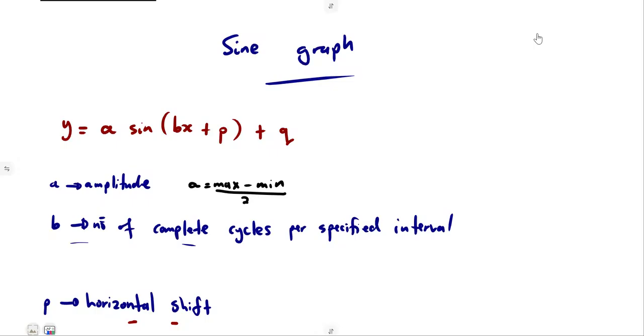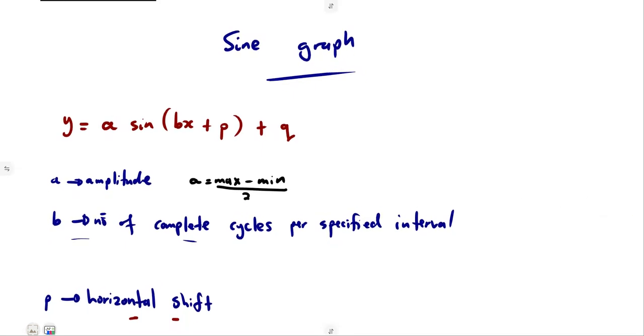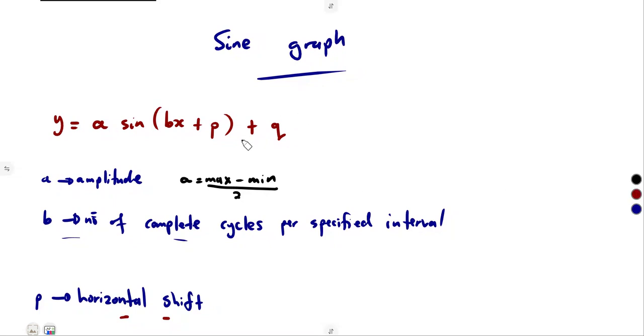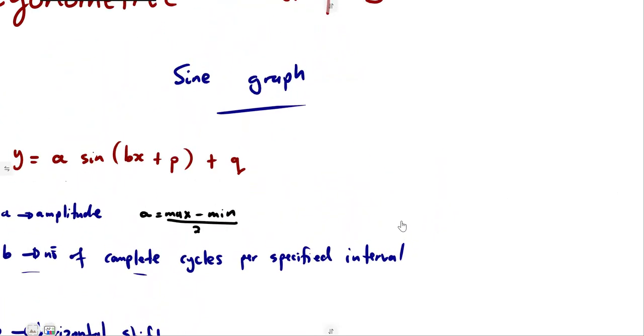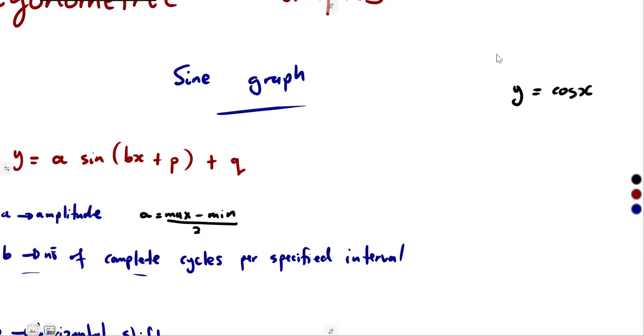So in this case, we are going to consider, as a continuation, working with the graph of the sine. We managed to look into its basics, and also the applications, which is working on amplitude, the effect of B, the effect of P, and also the effect of Q. So in this case, we are going to look into the similar graph, which is the graph of y is equal to the cos of x. That is the cosine graph.